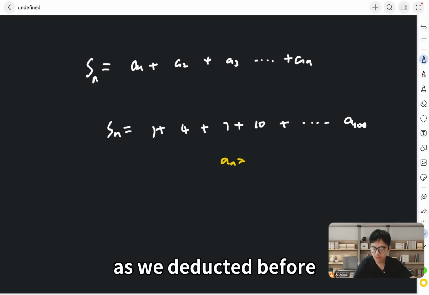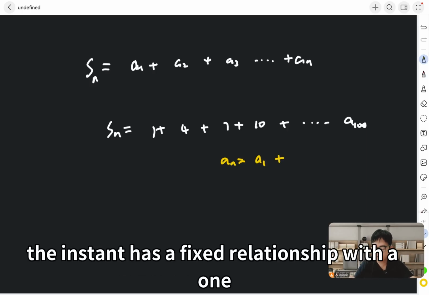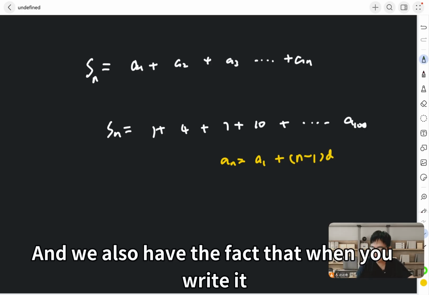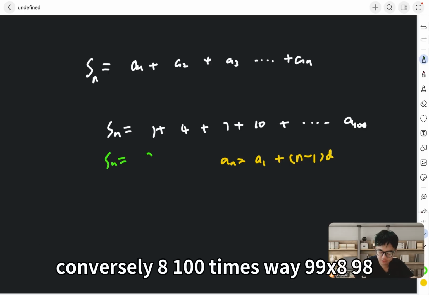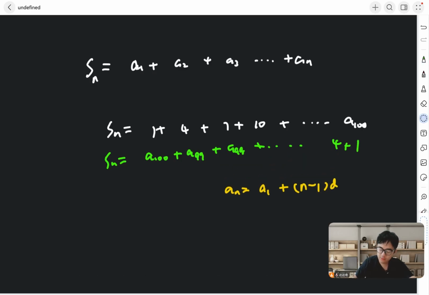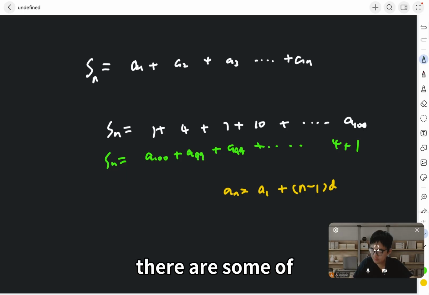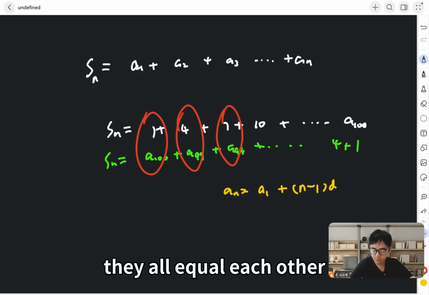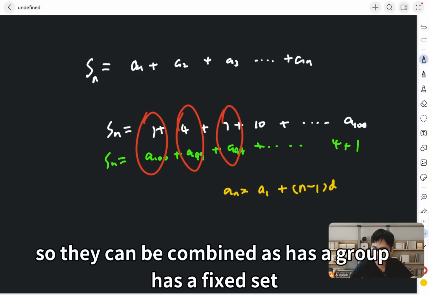As we deduced before, the nth term has a fixed relationship with A1, so it's A1 plus n minus 1 times the common difference D. And we also have the fact that when you write it conversely, A100, A99, A98, and so on until the last term, 1, 4. For an arithmetic sequence, the sum of the first term and the last term, the second term and the second last term, they all equal each other. So they can be combined as a group, as a fixed set.